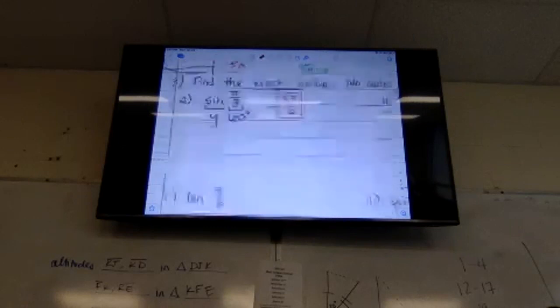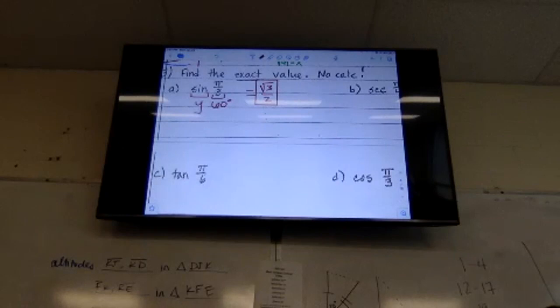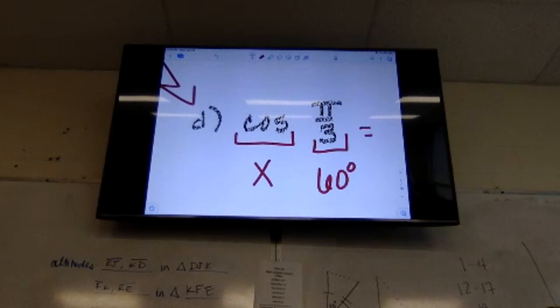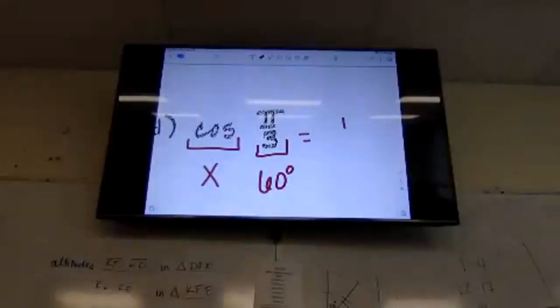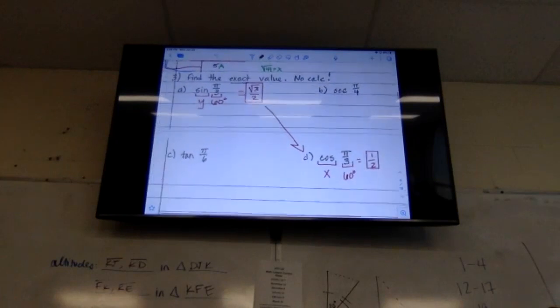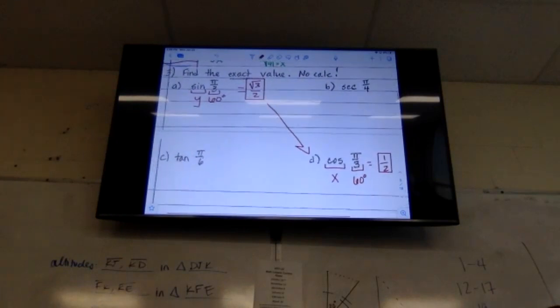I do want us to skip over and do letter D next because I think that's the easiest. So if you're on paper, just flip your paper over. If you're online, just scroll down. This one says cosine of pi over 3. What did you just tell me pi over 3 was the same thing as? Good, and cosine is what variable? X, so we're already at 60. What's your X value there? 1/2. Perfect. By just reading our picture, we already know what sine of pi over 3 is and cosine of pi over 3.